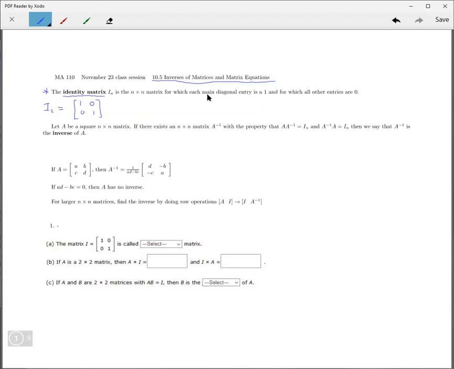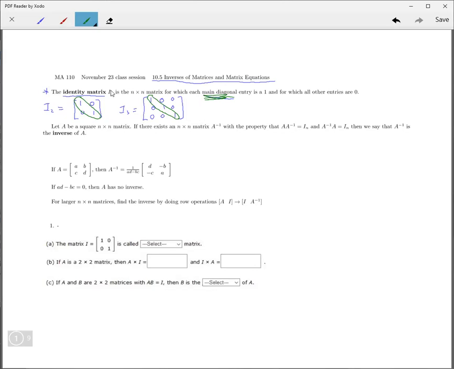So the main diagonal is this right here. It goes from the top left down to the bottom right. And all those entries are 1s, and all the other entries are 0s. I3, which would be a 3 by 3 matrix, would look like this. Okay, so again, the main diagonal has all 1s, and everything else is 0s. Okay, so that's pretty much what those are.